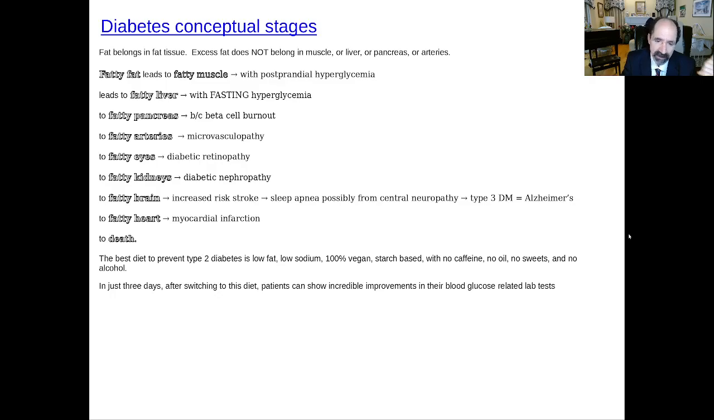Papua New Guinea, where they're eating more than 90% of the calories from sweet potatoes. Any population eating a predominantly plant-based, starch-based diet almost never gets diabetes. So that's how you know, because you're going to see some people on the internet saying, oh, the best way to prevent diabetes is a low-carb diet.